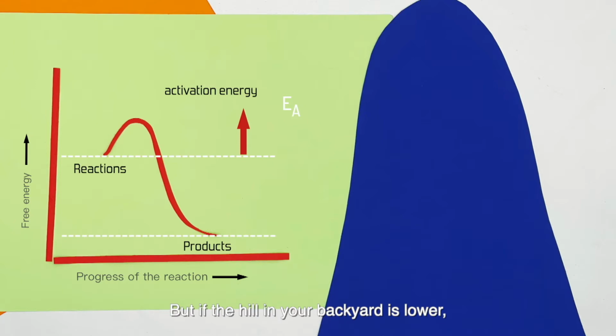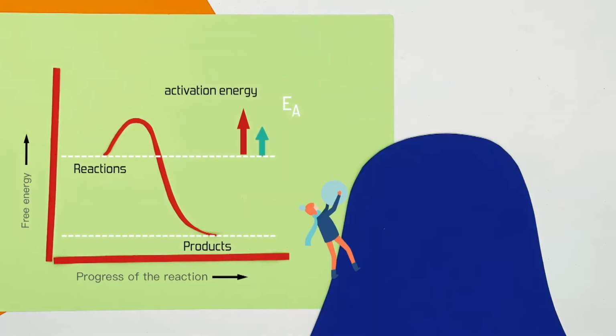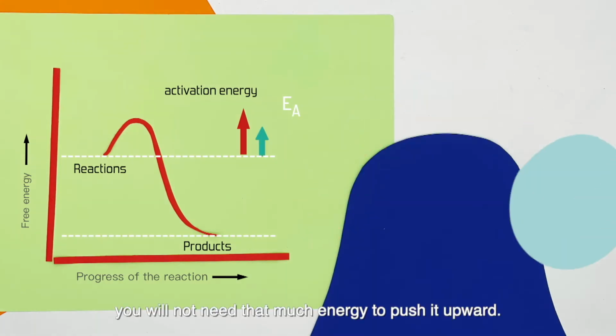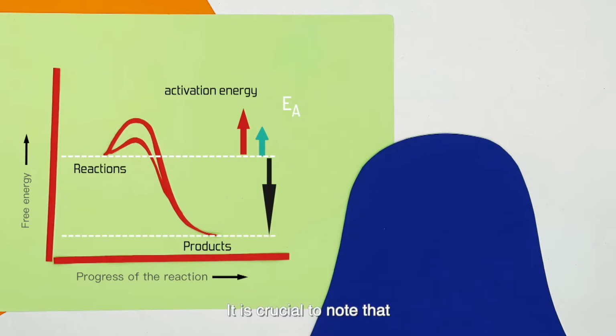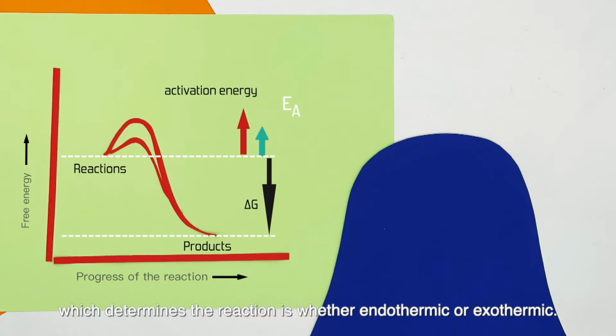But if the hill in the backyard is lower, you will not need that much energy to push it upward. An enzyme is a very helpful body. It catalyzes the reaction by lowering the EA barrier so the reaction does not need to absorb as much energy to reach the summit. It is also crucial to note that an enzyme cannot change the delta G for a reaction, which determines whether the reaction is endothermic or exothermic.